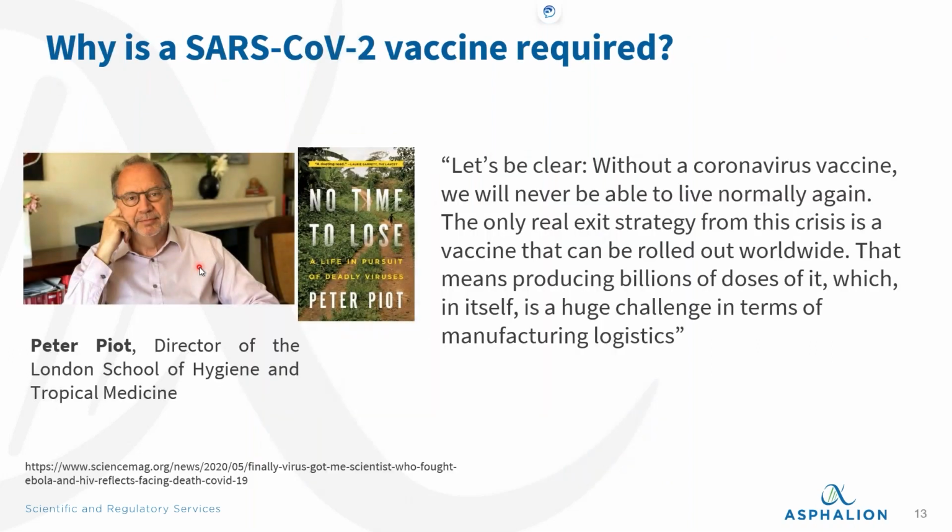So maybe just to emphasize the point, here's a quote from Peter Piot, who's probably the most famous living virologist at the moment. He has basically said, let's be clear, without a coronavirus vaccine, we will never be able to live normally again. So the only real exit strategy is a vaccine that can be rolled out worldwide, which means producing billions of doses. So it's an enormous challenge in terms of manufacturing logistics.